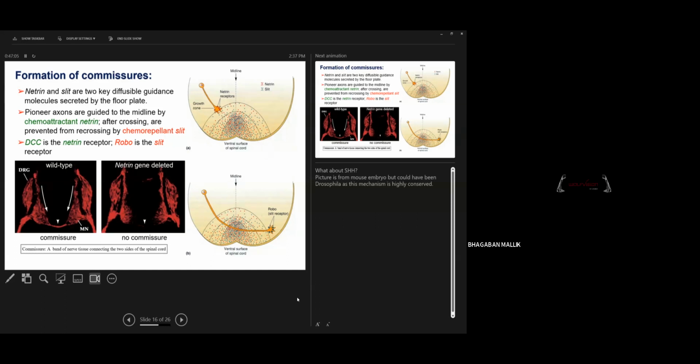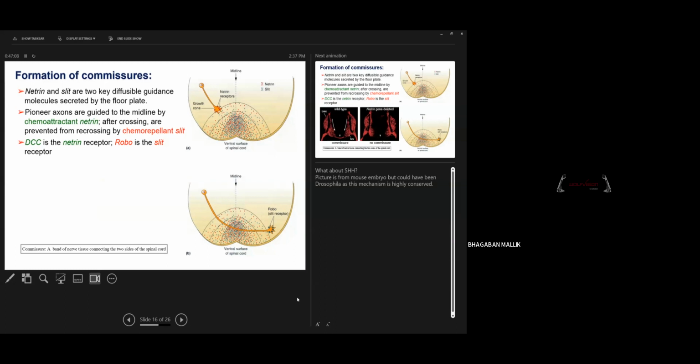We'll talk about this. So here, two diffusible chemoattractant or chemorepellent molecules are shown: netrin and slit. Netrin is a positive chemoattractant, and slit is negative, a repulsive chemorepellent actually. So here they talked about how the axon is extended, how the axon goes in response to two signals, either netrin or slit.